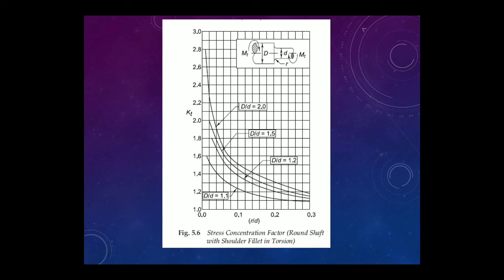The next chart, 5.6, is for the stress concentration factor for the round shaft with shoulder fillet in torsion. Here also, with the help of this chart, we can find the stress concentration factor with D by d ratio and r by d ratio. If we know the r by d ratio and the D by d ratio, we can mark the point, and with that point we can find the stress concentration factor on the left side scale.